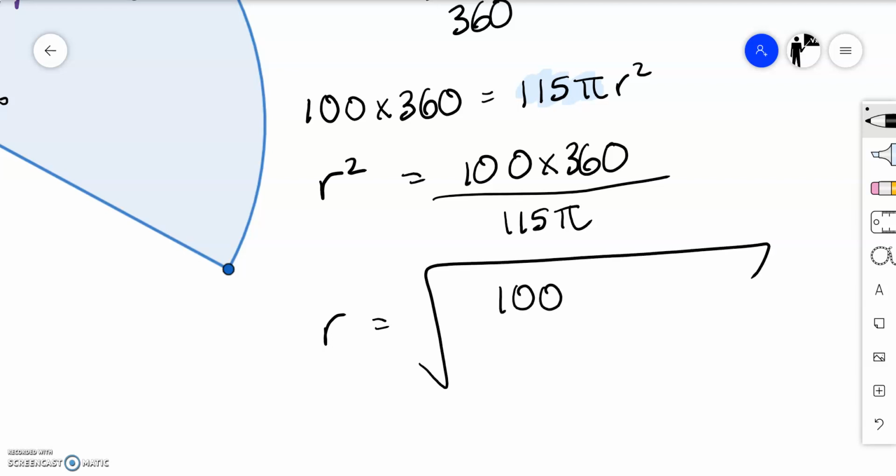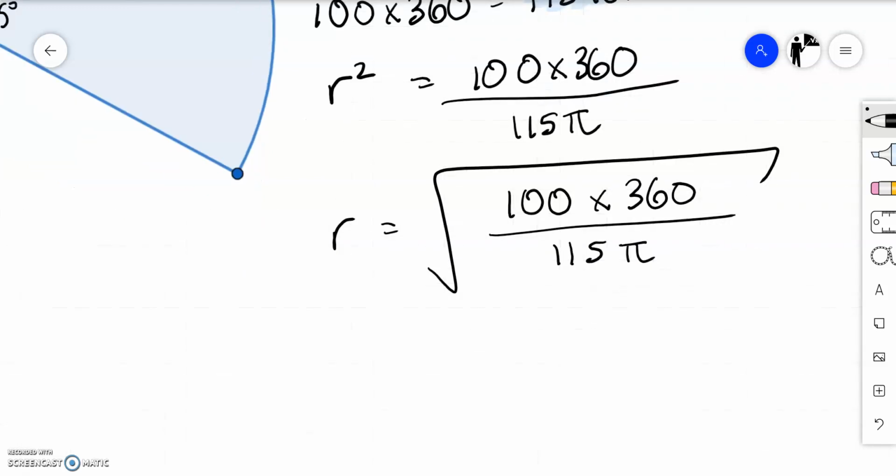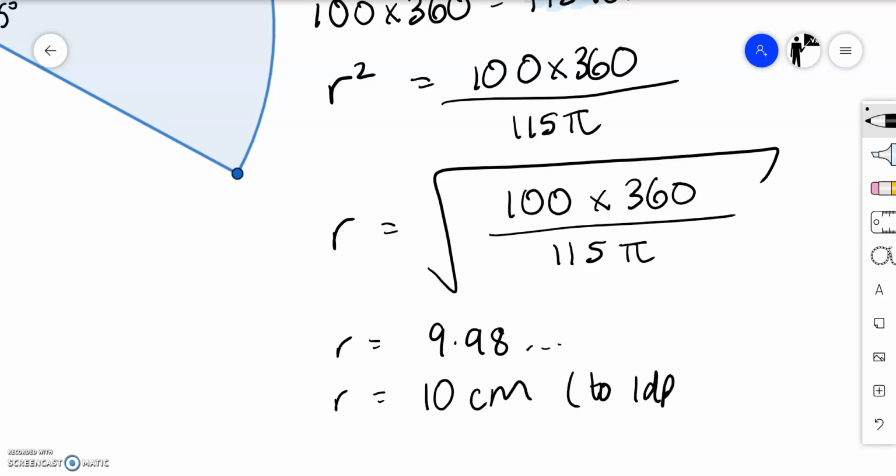That's going to be the square root of 100 times 360 over 115 pi. Should be able to input that into a calculator. 100 multiplied by 360 over 115 pi. This is telling us the radius. And that's going to be 9.98. So if we did that to one decimal place, that's going to be 10 centimetres to one decimal place.